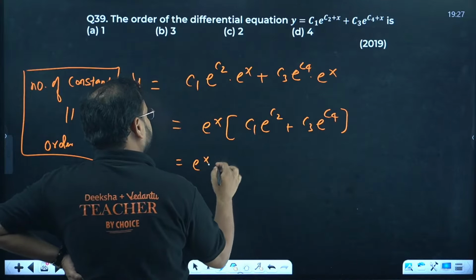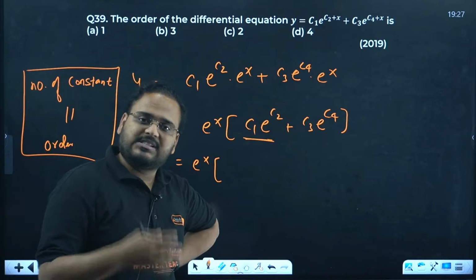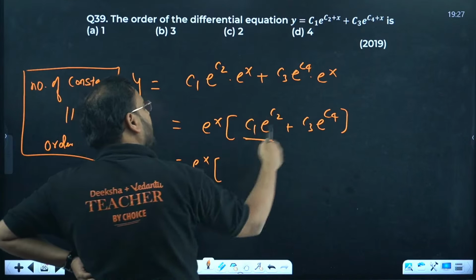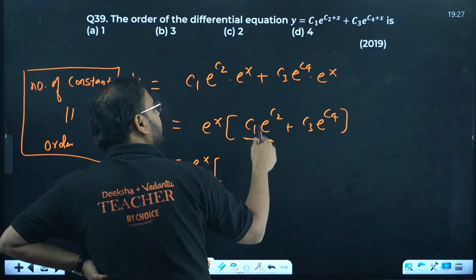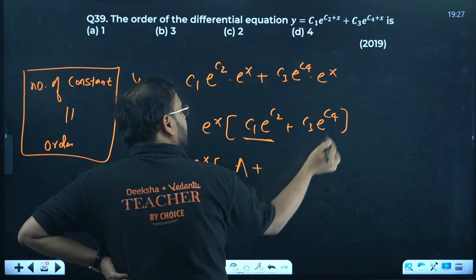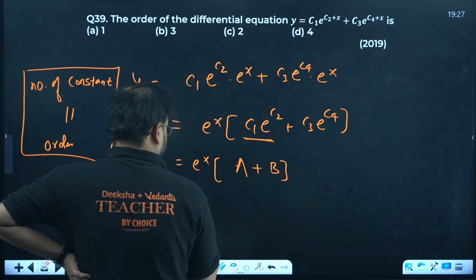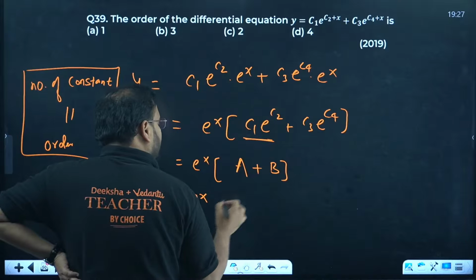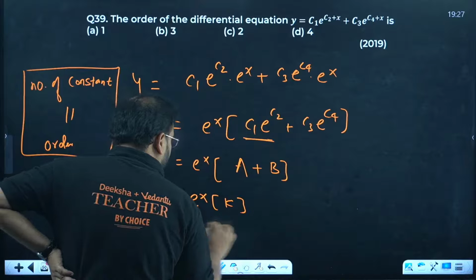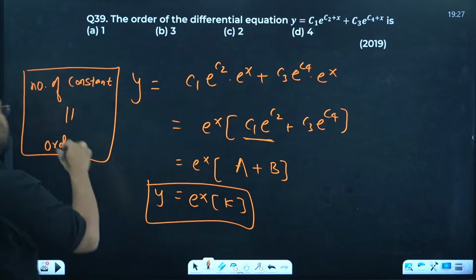So right here C1 e power C2 plus C3 e power C4. Check carefully. C1 e power C2. C1 is a constant. Exponential of any other constant will be another constant, sir. There is no variable over here. That is a constant A. Here also no variable, sir. Another constant B. If you add the 2 constants, constant K. So actually in this question we have only one constant. So the order is what?